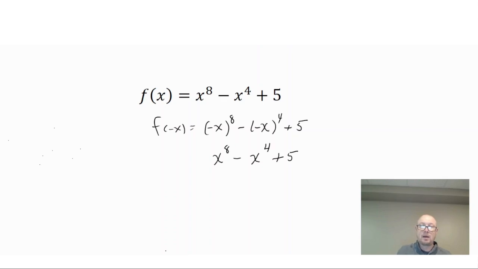I go and I look at the original. The original function is the same as my new function when I plug in negative x. So that's going to mean even, and we have y-axis symmetry.